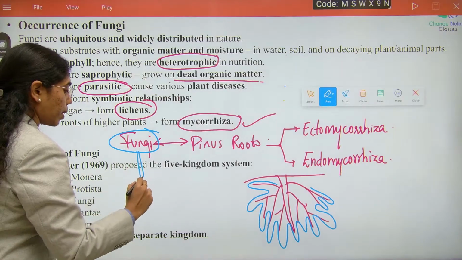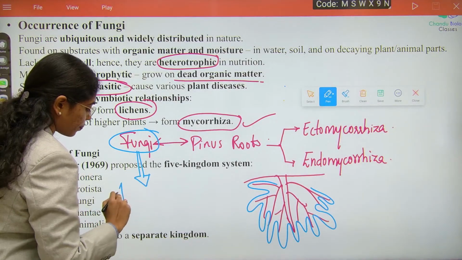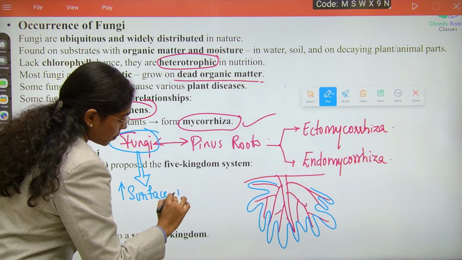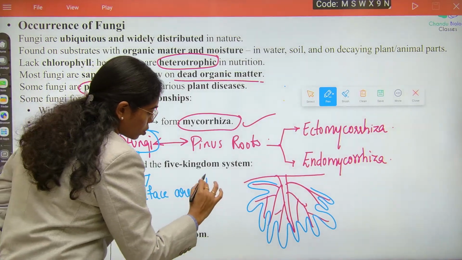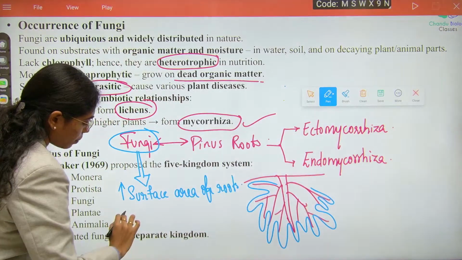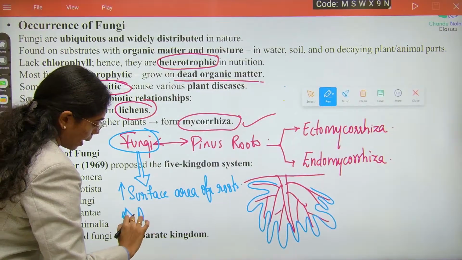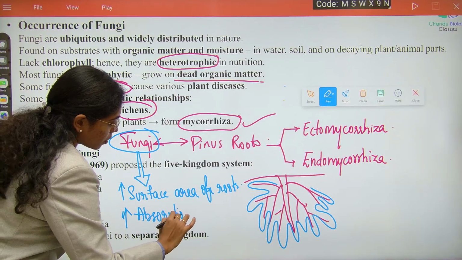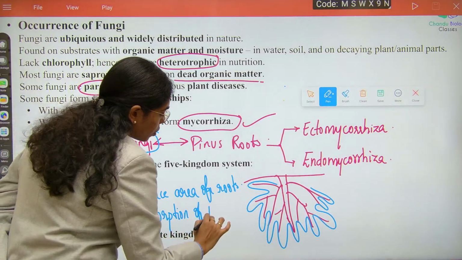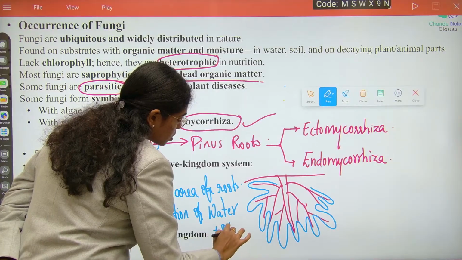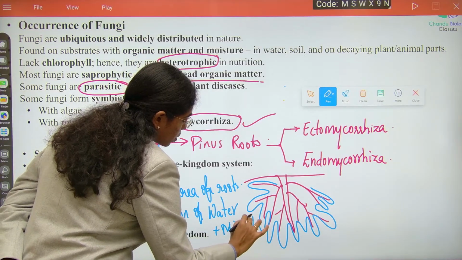The primary purpose is to increase the surface area of roots, which thereby increases the absorption of water and minerals.